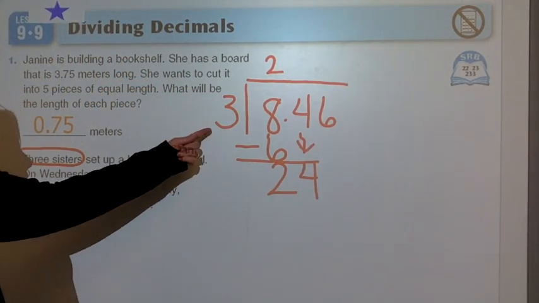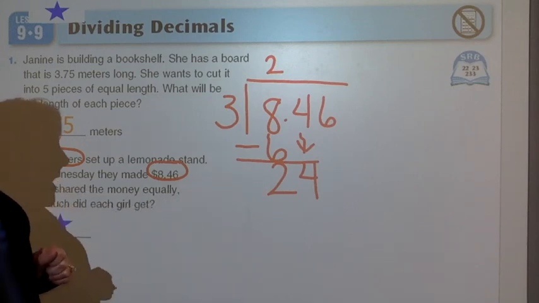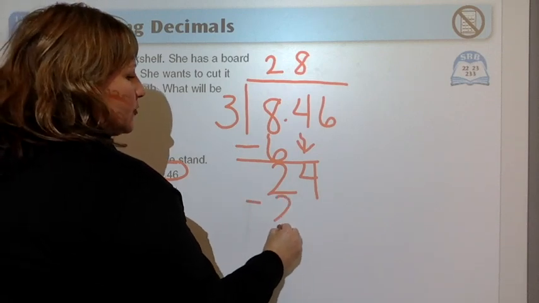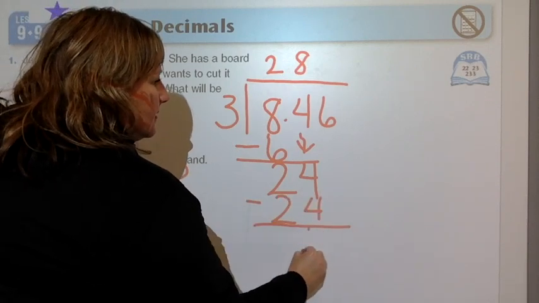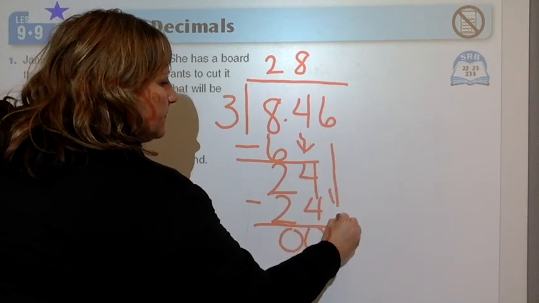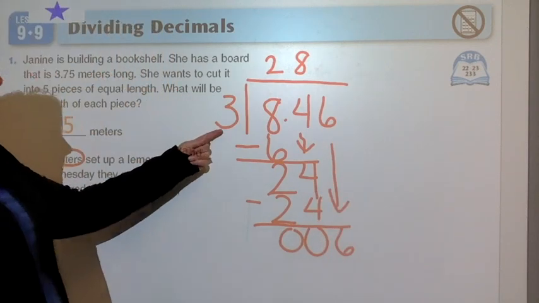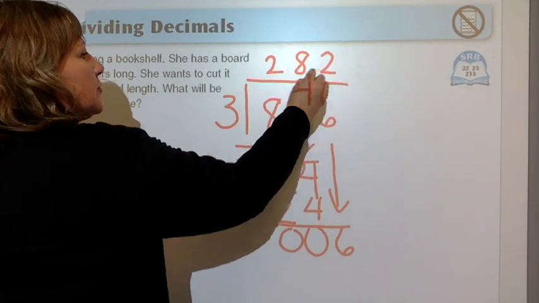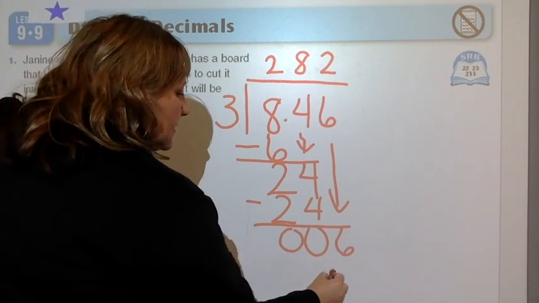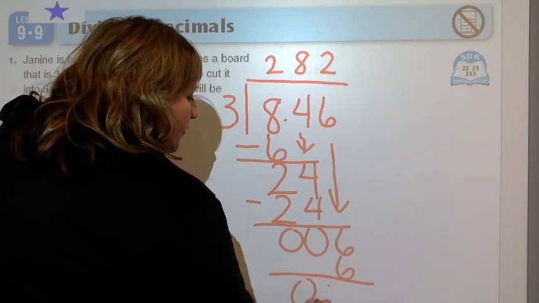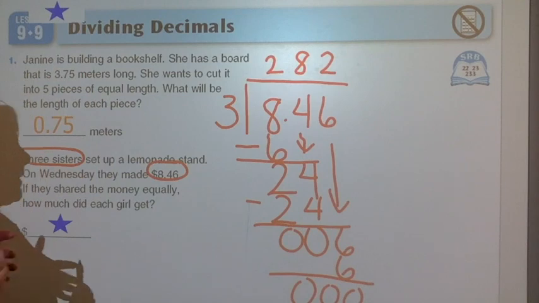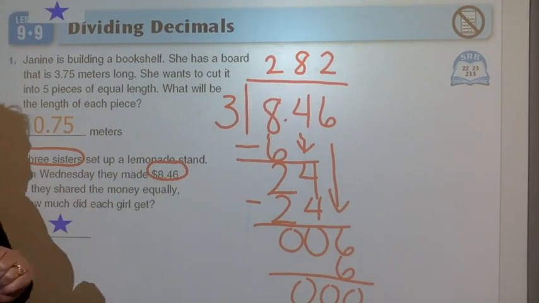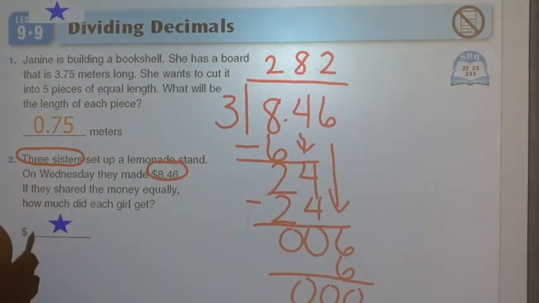Divide again. How many times can 3 go into 24? That would be 8. 8 times 3 is 24. Subtract. Bring it down. How many times can 3 go into 6? That would be 2. 2 times 3 is 6. All right, we have a remainder of 0 right here. That means we're done with our problem. We have 3 numbers in our dividend. We have 3 numbers in our quotient. We're done. Now we have to figure out where our decimal point goes.